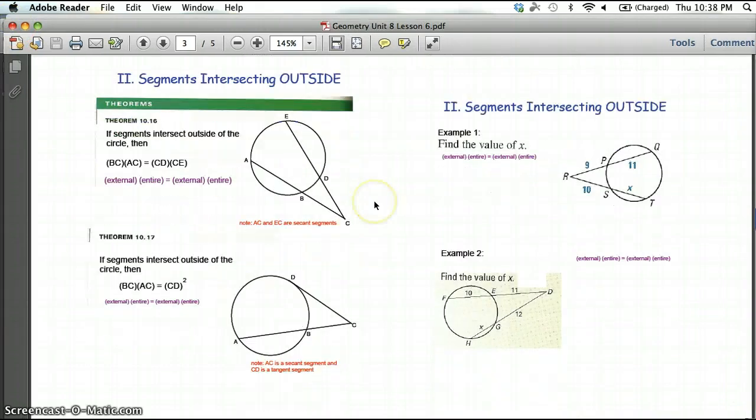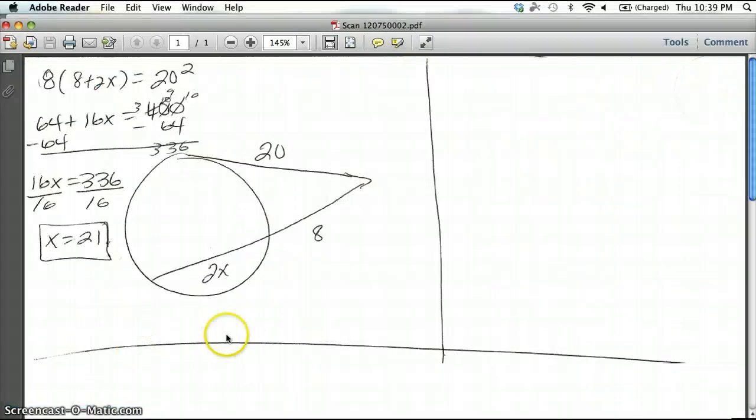Now let's go ahead and look at our second theorem. Our second theorem is still dealing with segments that intersect on the outside of my circle. But if you notice, in the second theorem, my second segment piece here, DC, doesn't extend all the way to the inside of my circle. So I'm still going to have BC, which is my outside, times my entire length, which is AC, and that's going to equal CD squared.